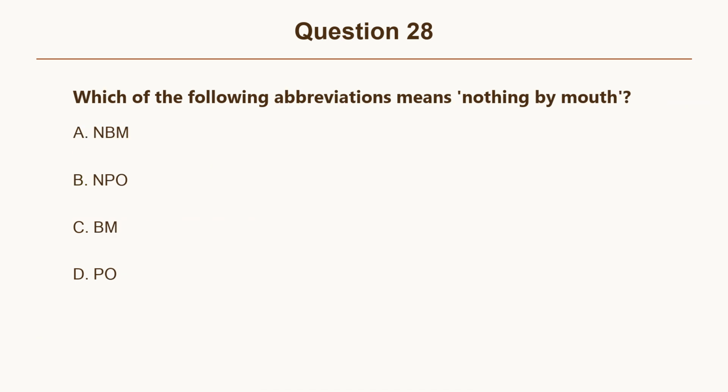Question 28. Which of the following abbreviations means nothing by mouth? Option A, NDM. Option B, NBO. Option C, BM. Option D, OF. The correct answer is option B, NBO.